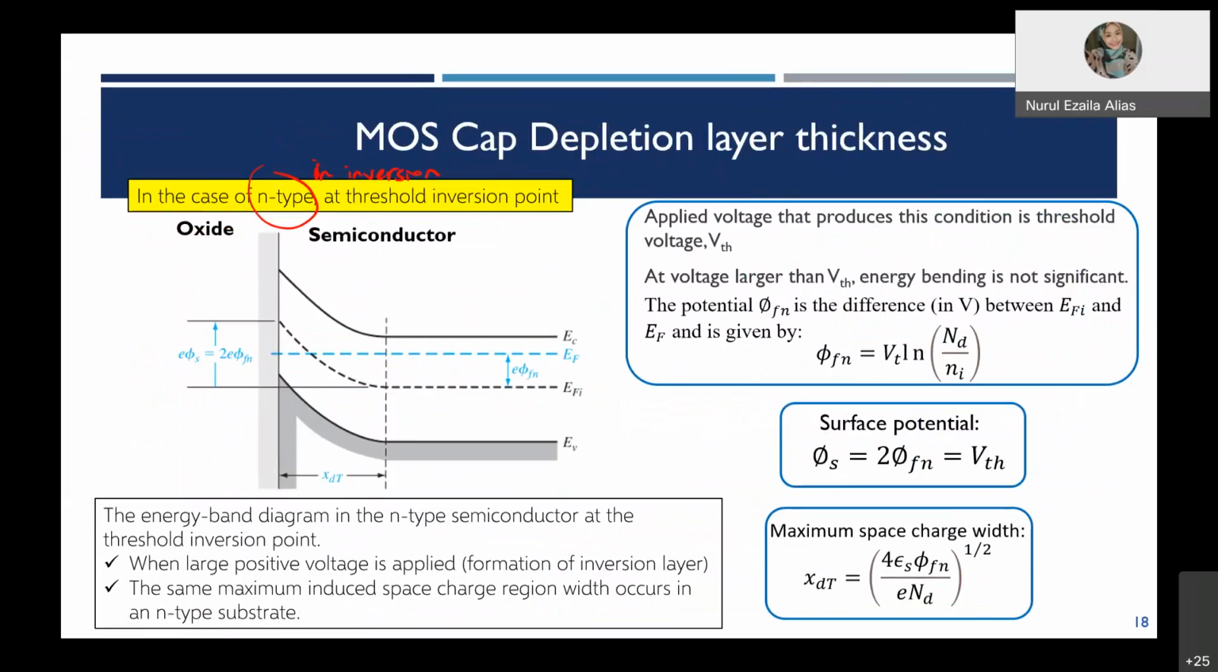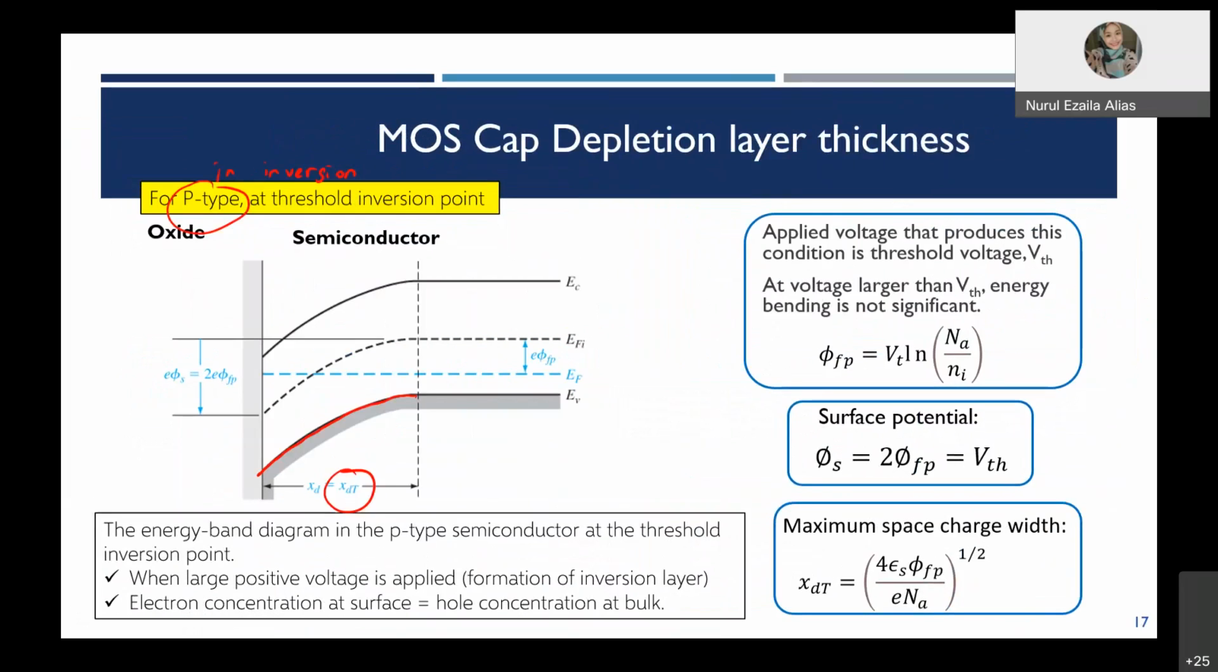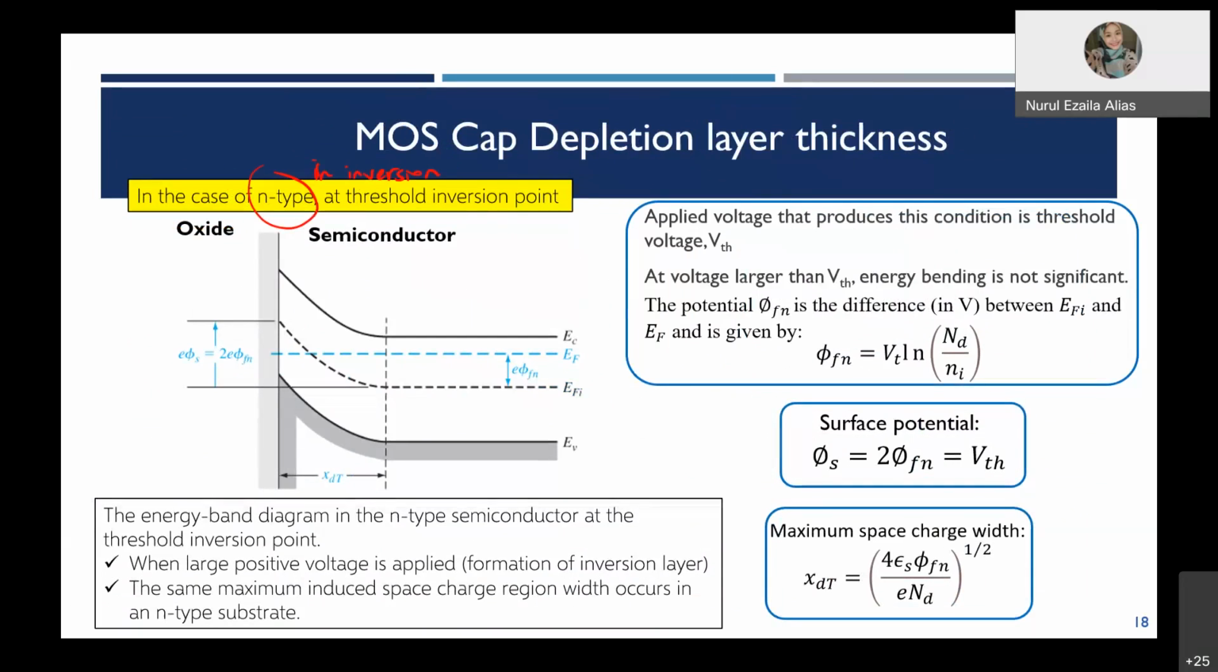Due to this, same thing. For the p type, you find the phi fp, but for the n type, you use the formula for the phi fn. Instead of using Na, now you have the donor concentration. The same thing for the n type. It is assumed that the surface potential phi s is double the phi fn, which is equal to the minimal voltage to turn on your MOSFET, which is the threshold voltage. And the xdt, now instead of using phi fp, you have phi fn over Nd.